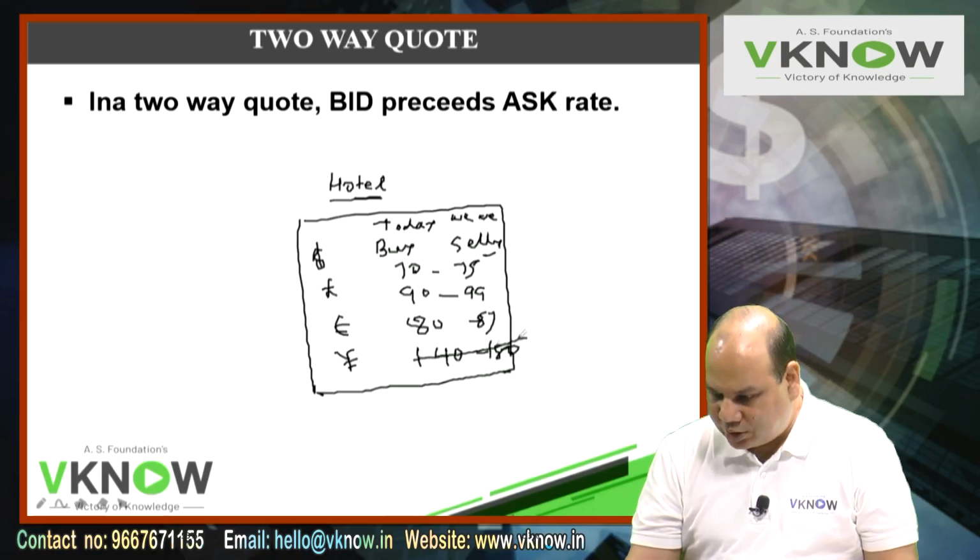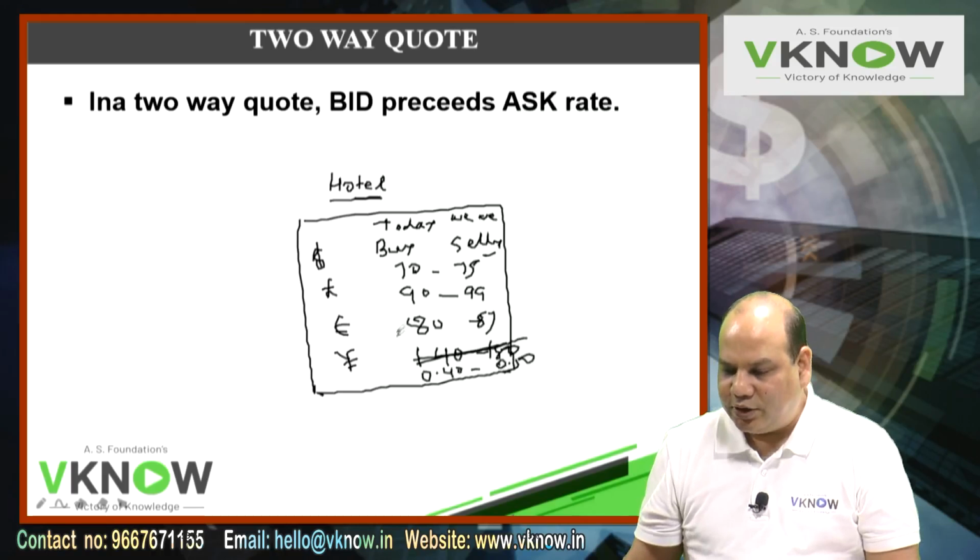Yen is not properly written. Yen is 0.40, 0.50. In case of yen, it is less than 1 rupee. Rupees relatively has a higher value as compared to yen.